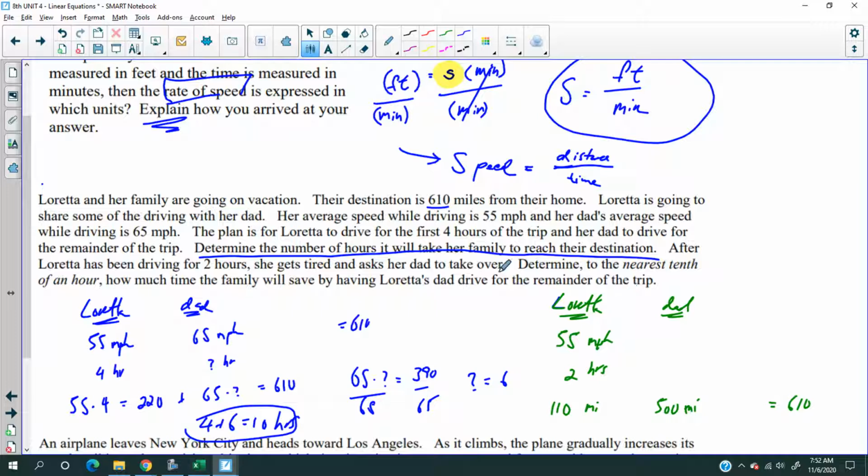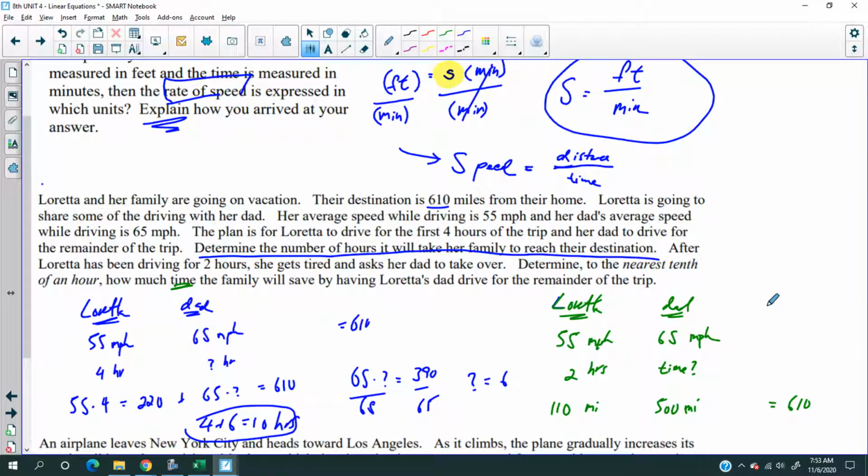Now, let me finish reading the question. After Loretta drives until she gets tired and asks her dad to take over, determine to the nearest tenth how much time. Okay, so they want to know the time. Because dad drives at 65 miles per hour. So all the information's there. I just have to put it all together. Determine how much time is saved for the remainder of the trip.